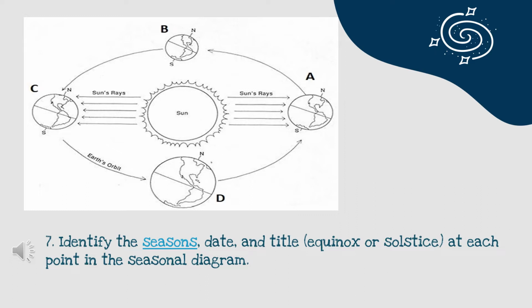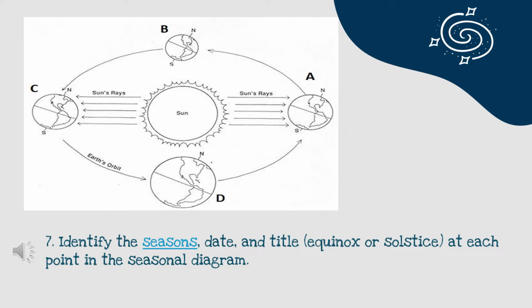B, it is spring in the northern hemisphere, while it is fall in the southern hemisphere. This would be our spring equinox on or around March 21st. C, it is summer in the northern hemisphere and winter in the southern hemisphere. This would be our summer solstice happening on or around June 21st.